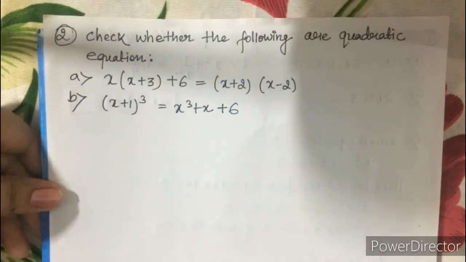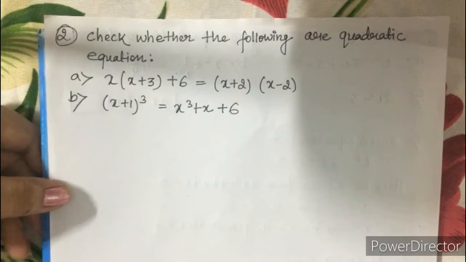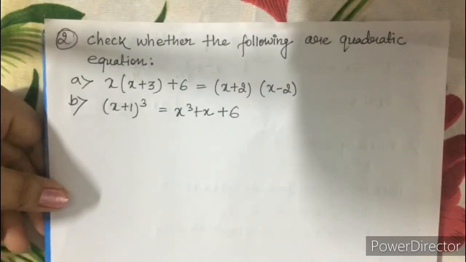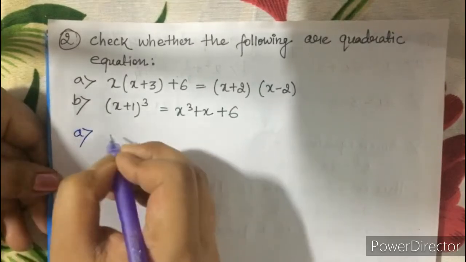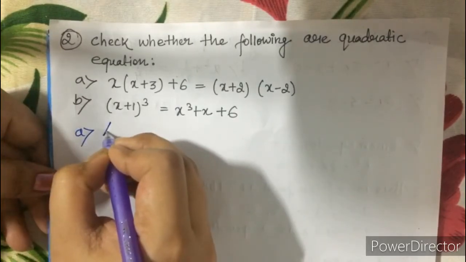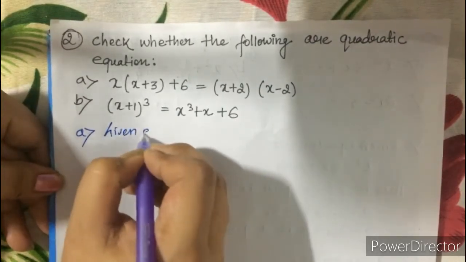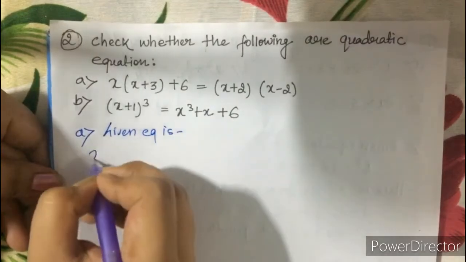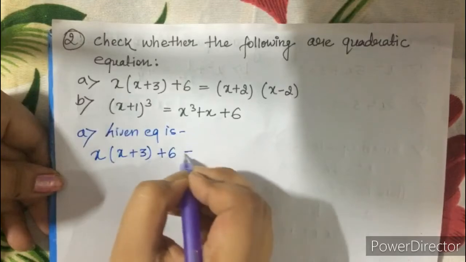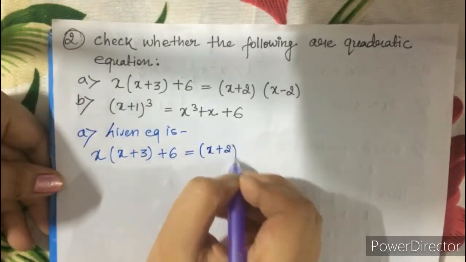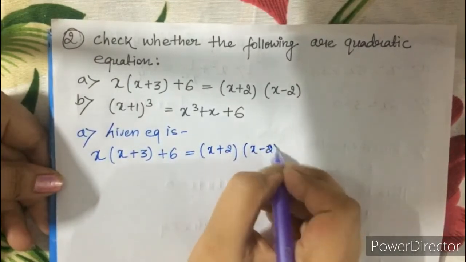Now the second question: check whether the following are quadratic equations. In the same way as we have done in the first equation, we will have to solve the given equation. First we will write the given equation: x multiplied by x plus 3 plus 6 is equal to x plus 2 and x minus 2.